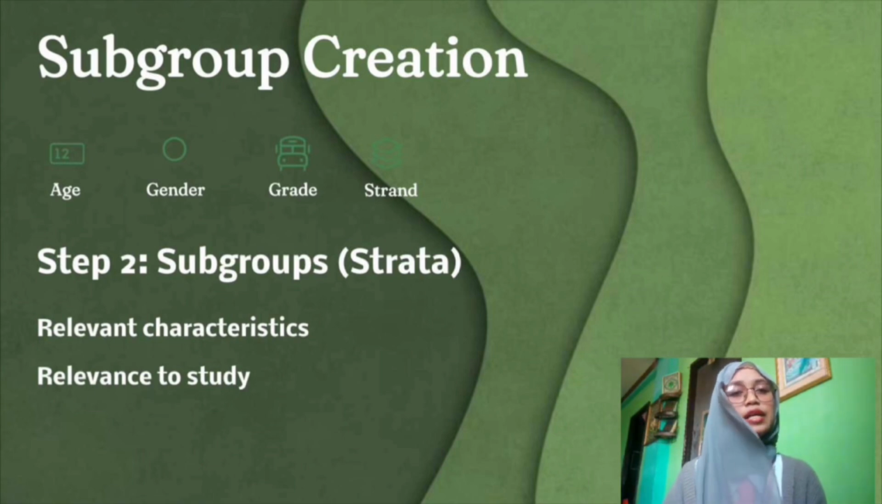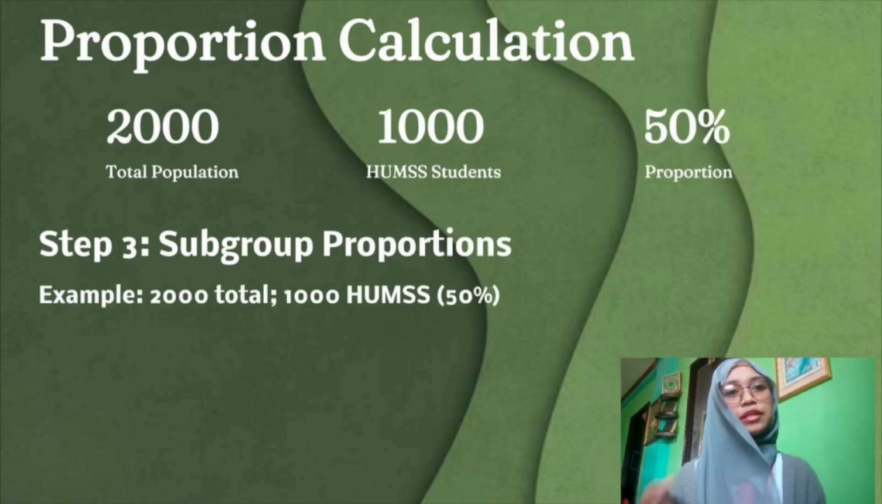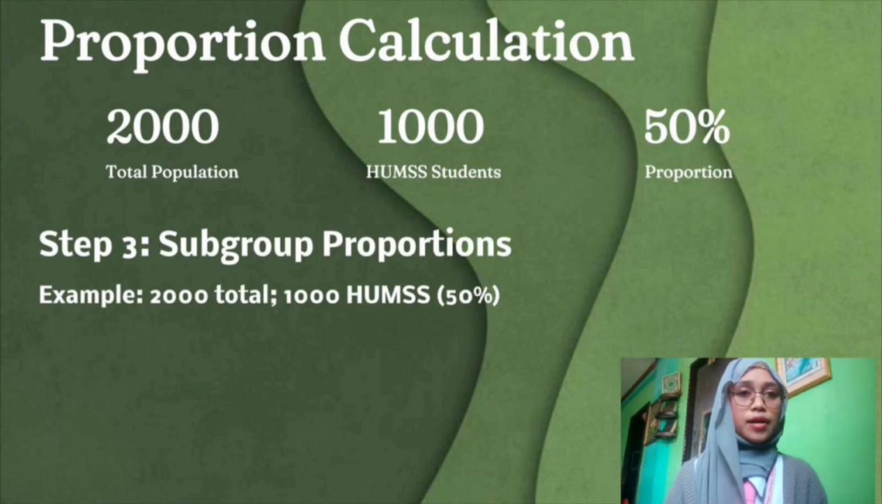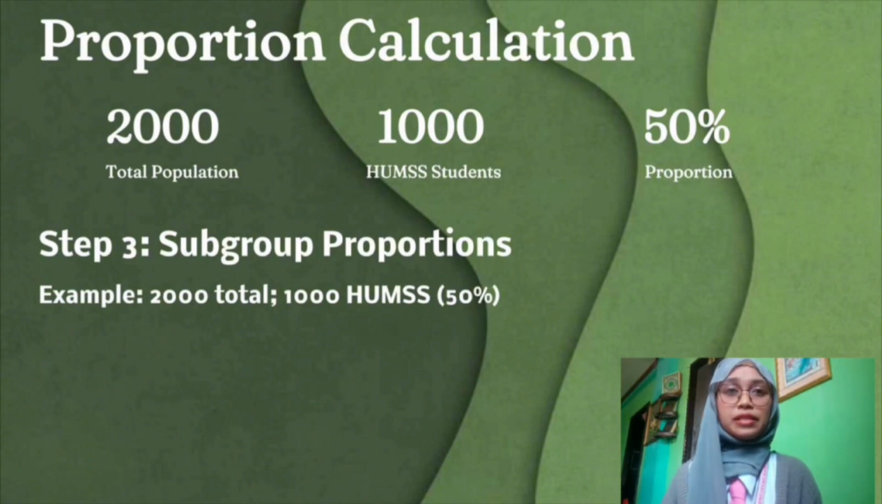For example, if there are 2,000 Mundimarian students that are using Facebook and 1,000 of them are from the senior high school department, specifically from the UM strand, then the proportion of UM students is 50% because 1,000 is 50% of 2,000.